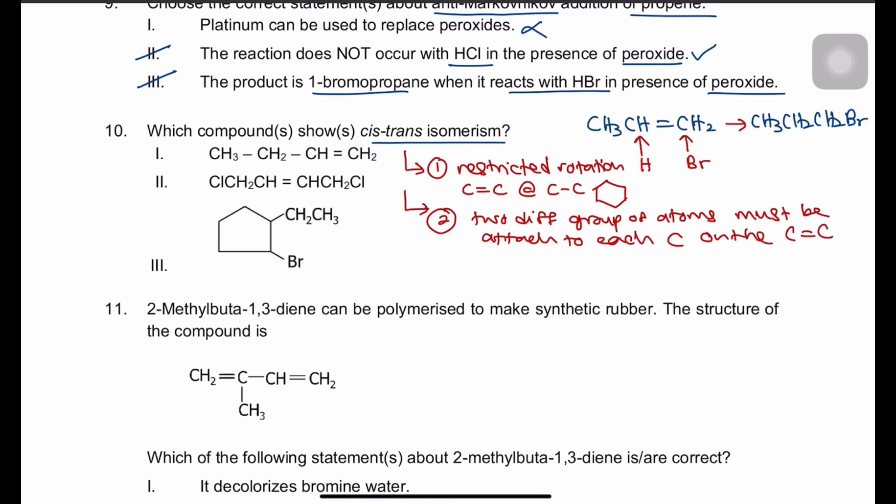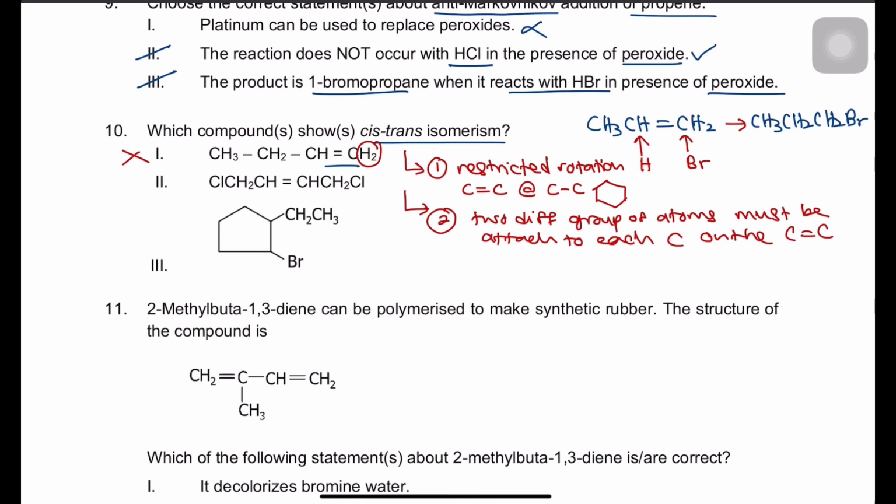So let's check that. Make sure these two conditions are fulfilled in order for cis-trans isomerism to occur. For the first option, yes, we do have restricted rotation since we have a carbon-carbon double bond. However, one of the carbons over here has the same atoms attached to it. So option 1 is not in our answer list.